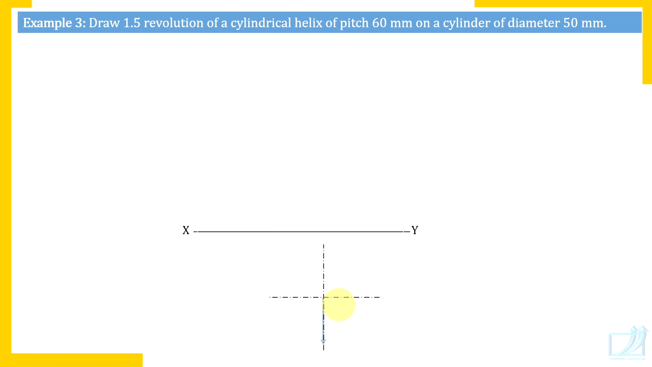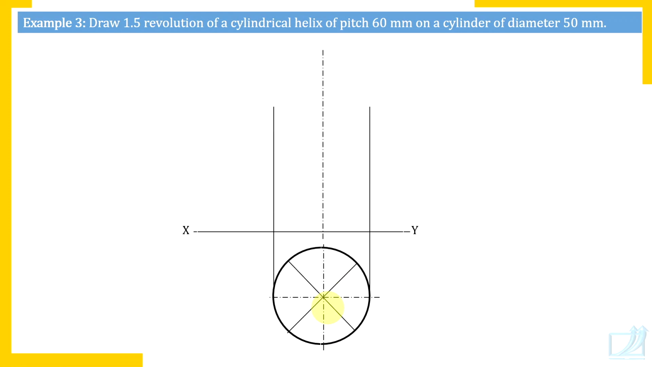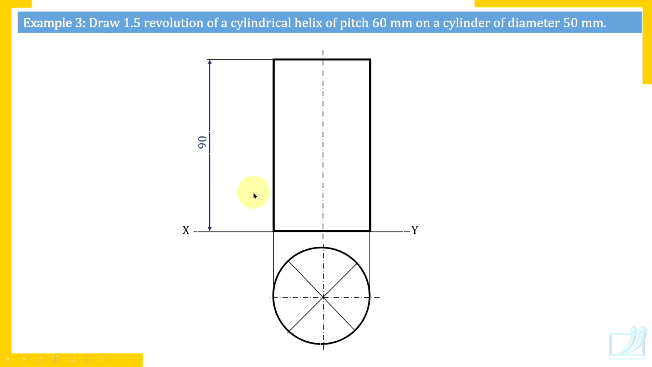Establish the center by drawing horizontal and vertical center lines, and with radius 25, because diameter is 50, you complete the top view of the cylinder. Now divide that circle in 8 parts. Height of the cylinder is 90 millimeters. In one revolution it completes 60, so in 2 revolutions it completes 120. Now in this problem we are asked to draw 1.5 revolution, so the height of the cylinder must be 90 millimeters. Here I have drawn the cylinder of height 90.